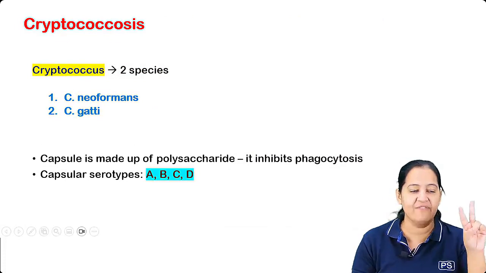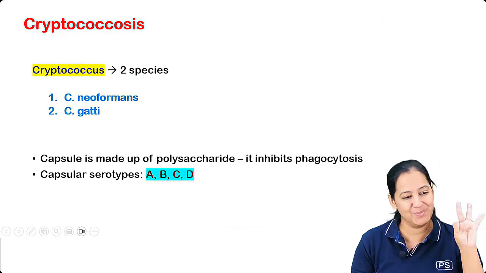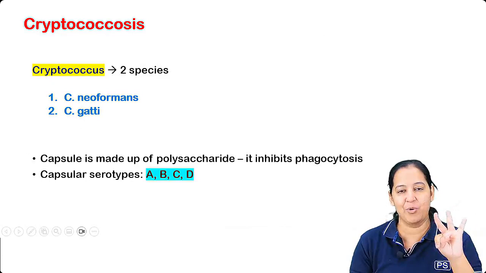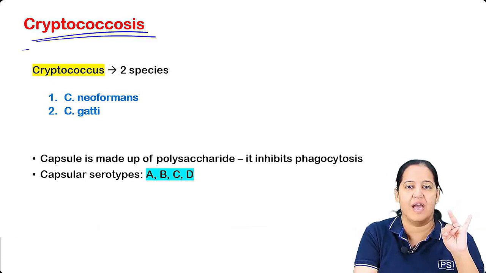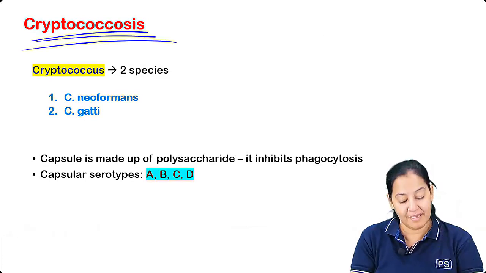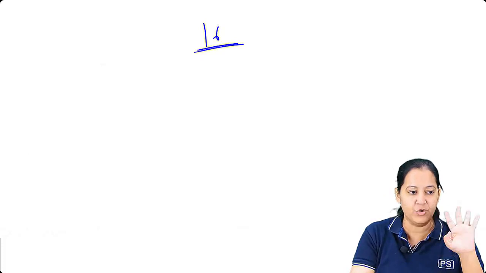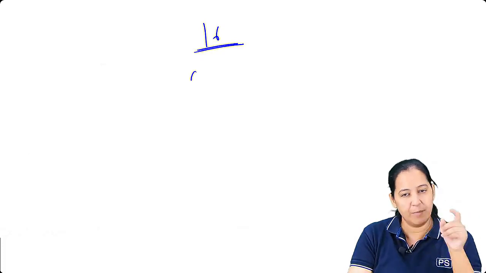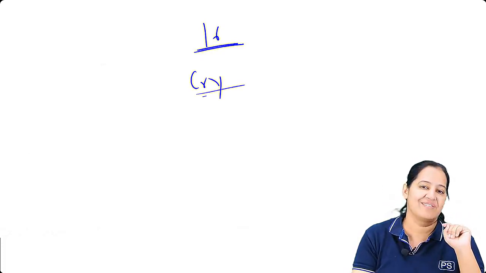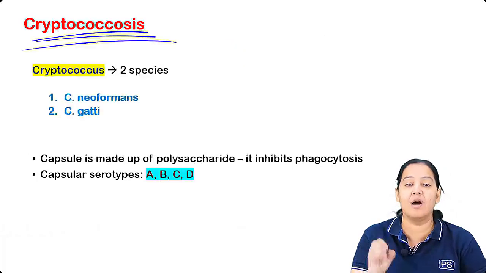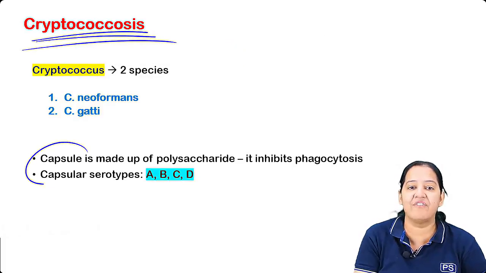So coming on the second fungus, we have to study the last four. One is done, three more to go. So the second is the Cryptococcus. I have taught you 16 fungi in total today. Number 4: Cryptococcus is the only capsulated fungus. So learn, it is the only capsulated fungus.